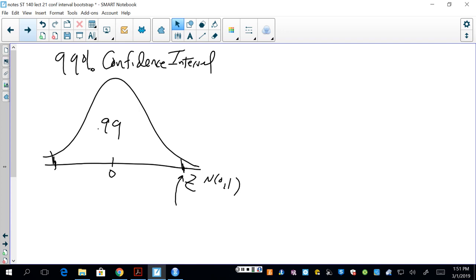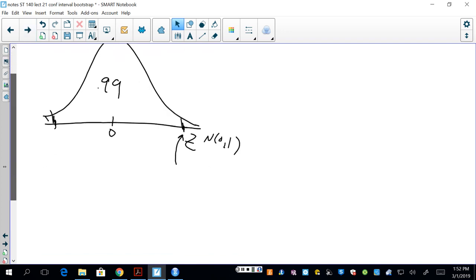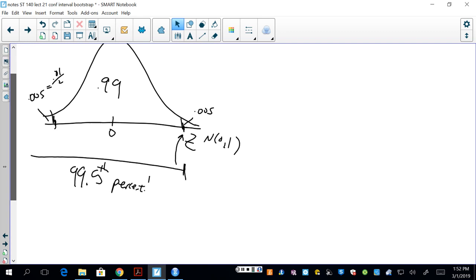0.995. 99.5, yeah. So there's a 0.005 out here and a 0.005 out here. That's half of my 1%. Right? And so all the way up to here has to be the 99.5 percentile. Yeah, that further value out there. It's going to be bigger.